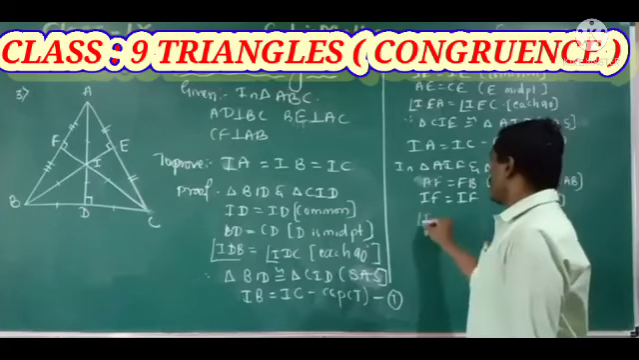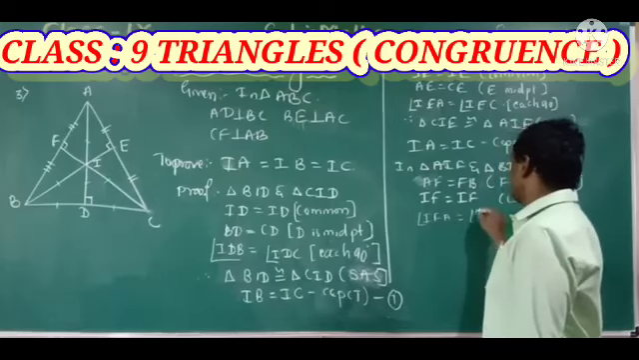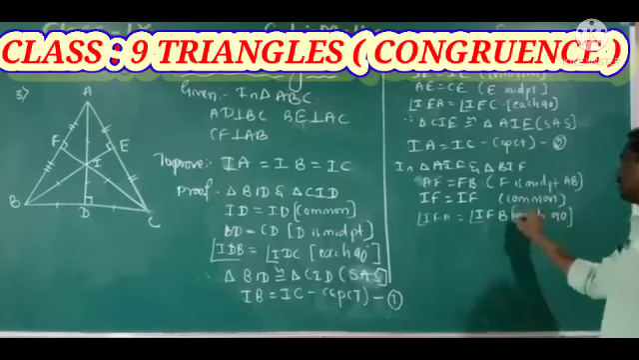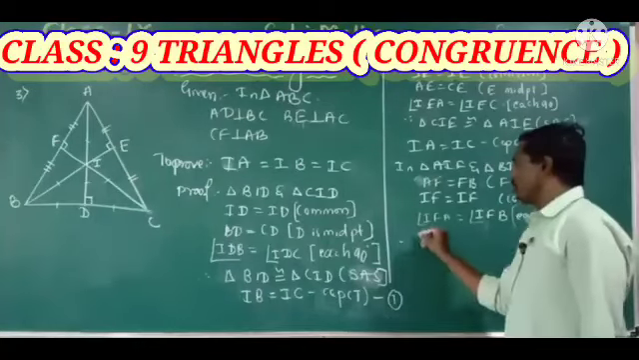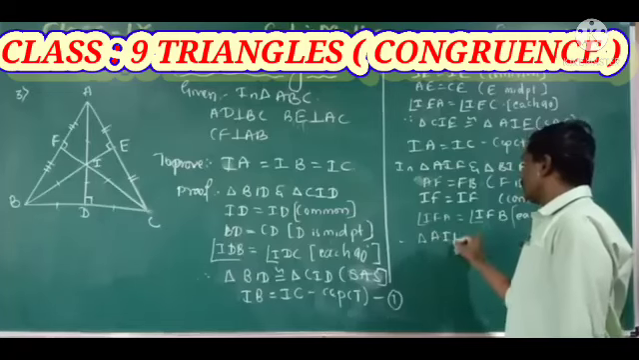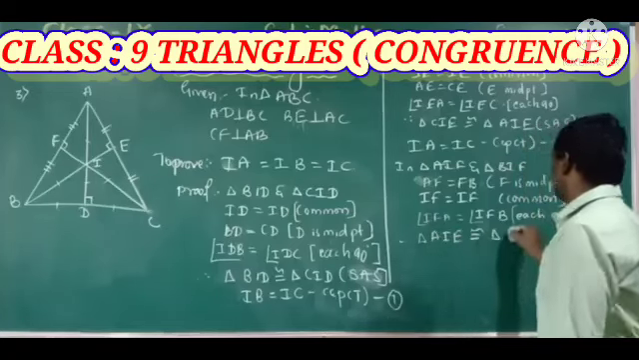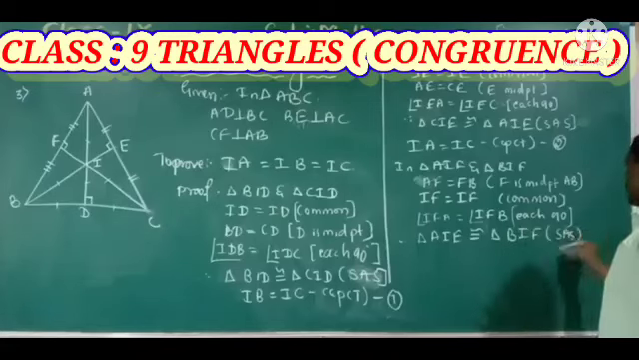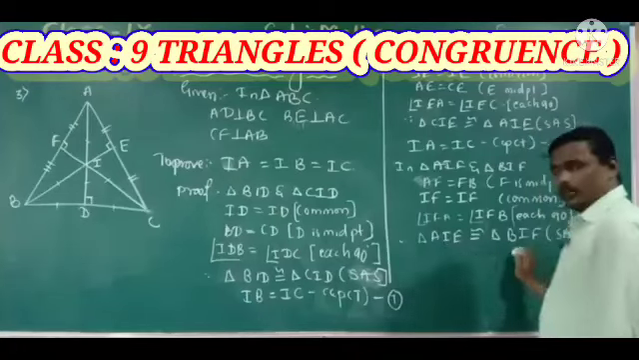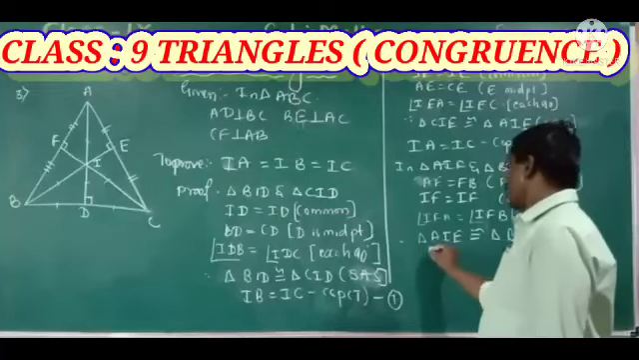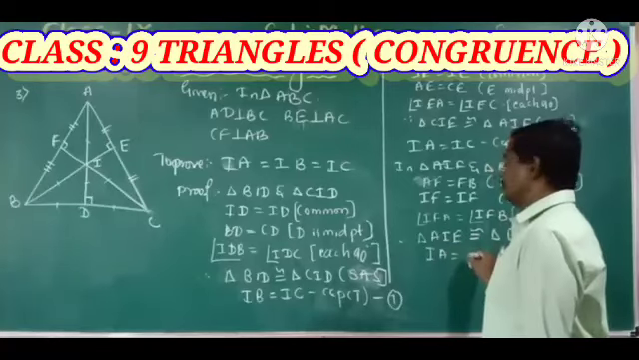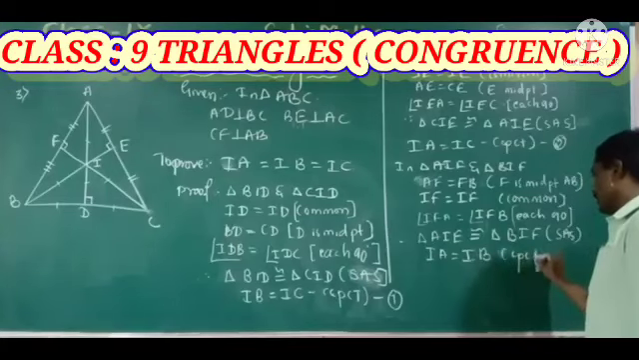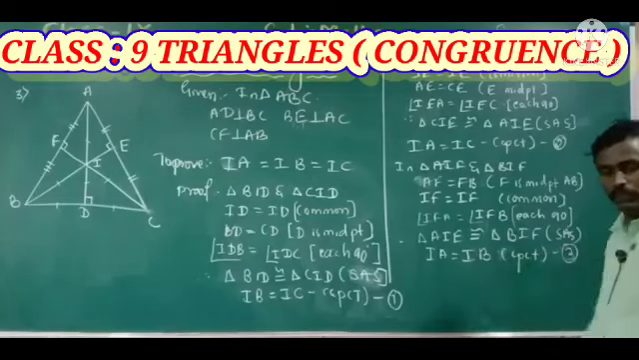Next, angle IFA is equal to angle IFB. Each angle is 90 degrees, right? So triangle AIF is congruent to triangle BIF, by using the criteria SAS. So again here two triangles are equal and their remaining parts are equal: IA is equal to IB by CPCT. Consider this one as equation 3.